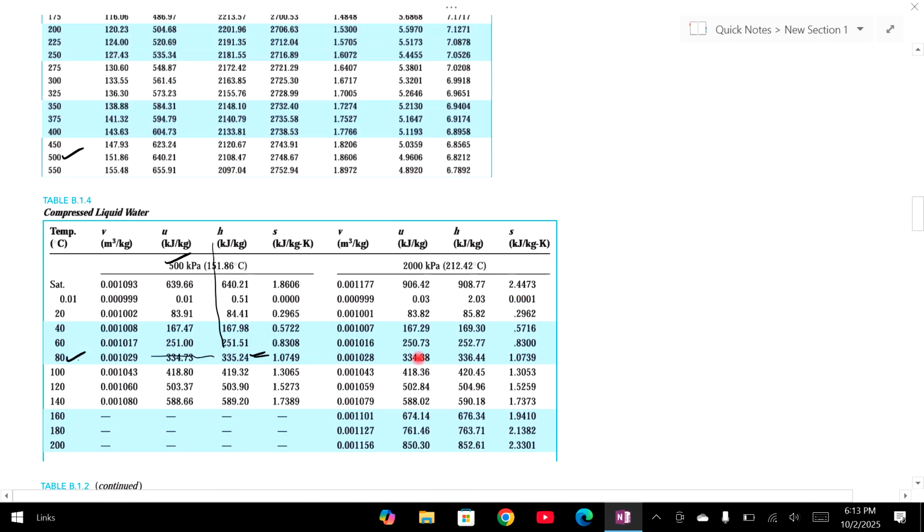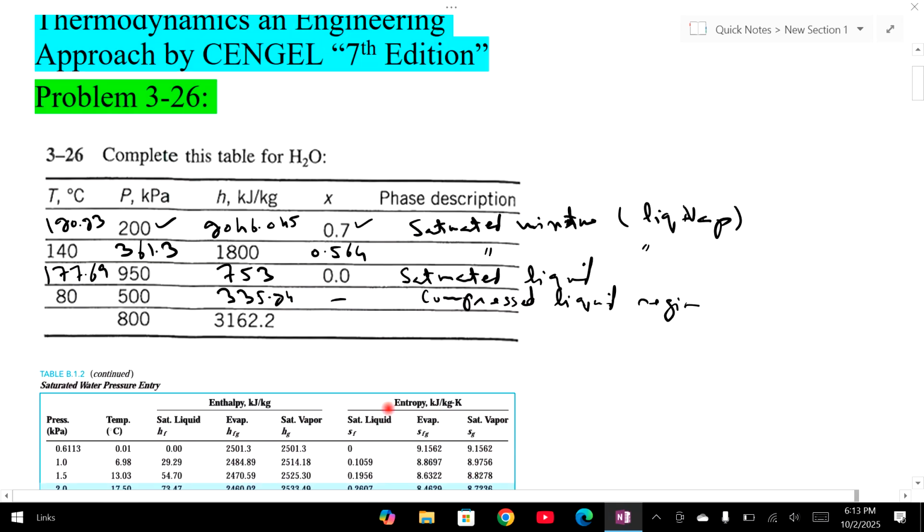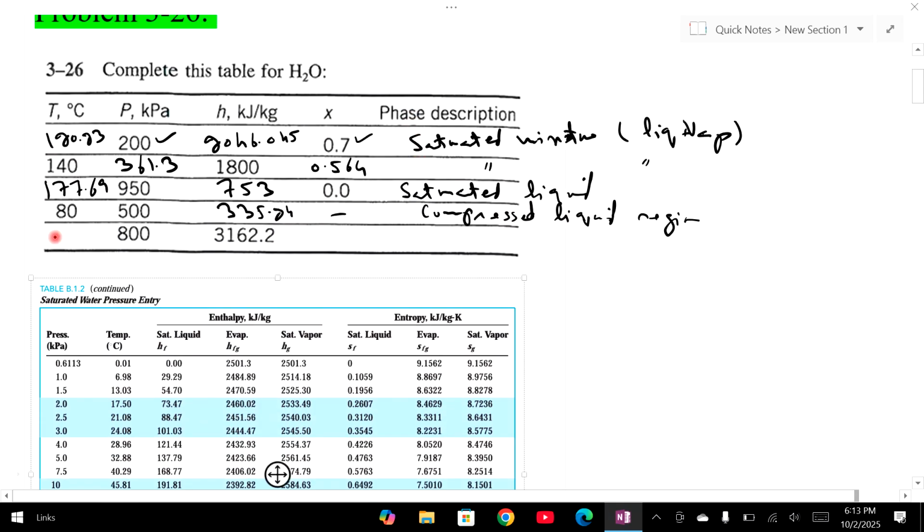This is the end of the problem. Here temperature is 350, no concept of X, and the region is the superheated vapor region. So this is the end of the problem.